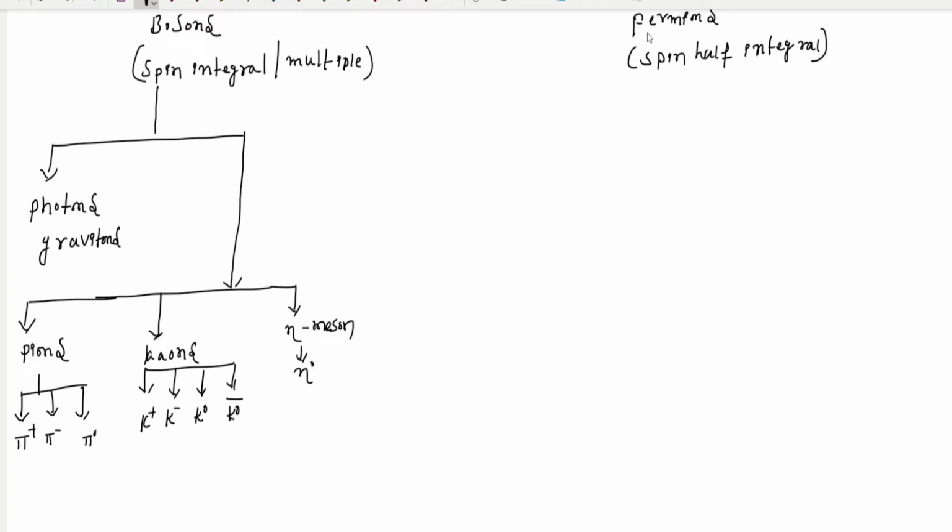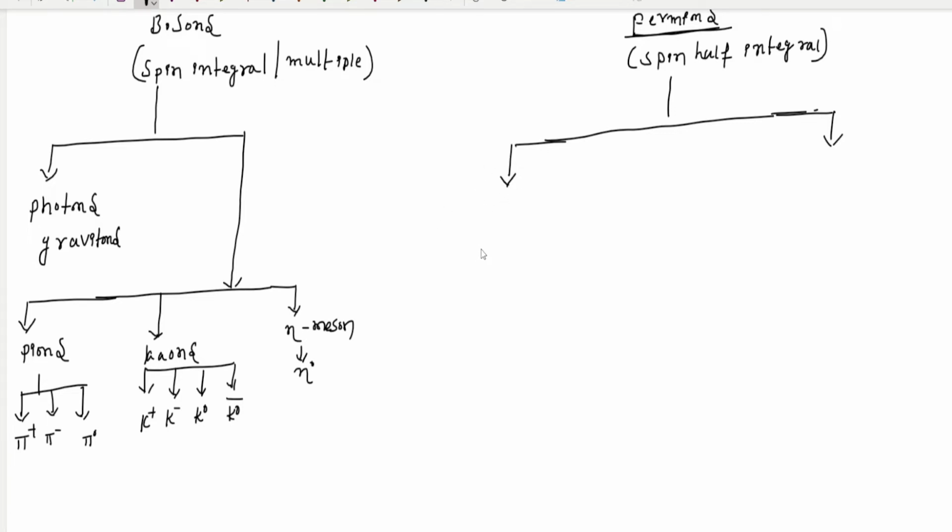Again, those who follow the Fermi-Dirac distribution law, we can classify into two categories, depending upon their masses. Light particles and heavy particles are there. The light particles are leptons. The heavy particles are the baryons.